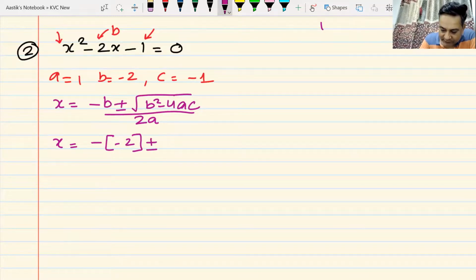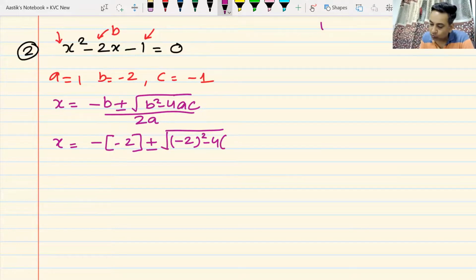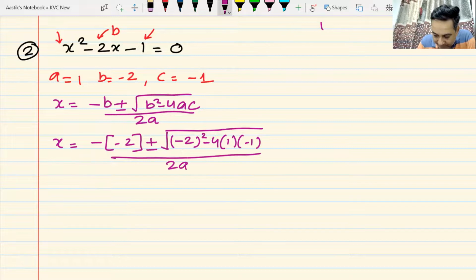Plus or minus square root of minus 2 whole square, minus 4 into 1 into minus 1. Yes, 4 into 1 into minus 1. Even I got confused. Correct. Divided by 2a, 2 into 1. A is 1. Sorry. So divided by 2 into 1 is 2.